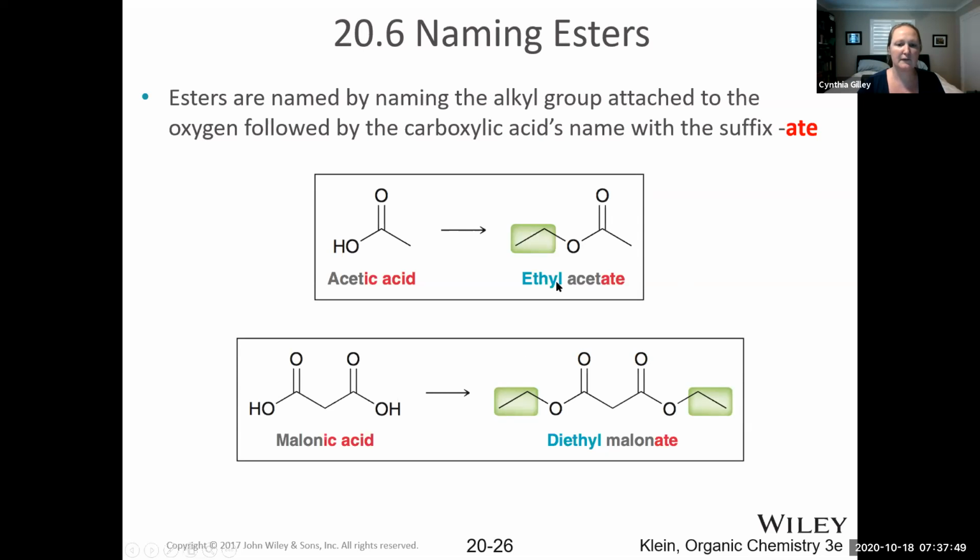To name an ester, the first part of the name comes from the group attached to the oxygen side of the ester. So because this is an ethyl group, we're going to write the word ethyl first. The rest of it comes from the root of the carboxylic acid. So think about the fact that this ethyl acetate came from acetic acid. If we name acetic acid and we want to change it into an ester, we're going to drop the -ic acid and add -ate at the end. So it becomes ethyl acetate, which is a common organic solvent. Here's another common name, malonic acid. It's a dicarboxylic acid. So when it gets converted to an ester, we need the term diethyl, and then we drop the -ic acid and add the -ate, so it becomes diethyl malonate.